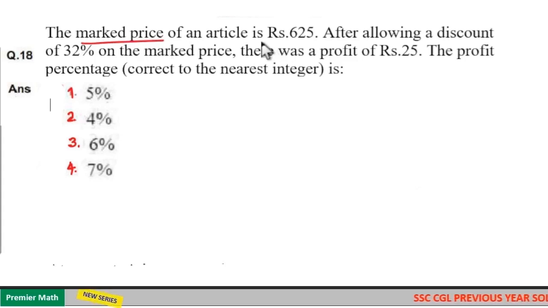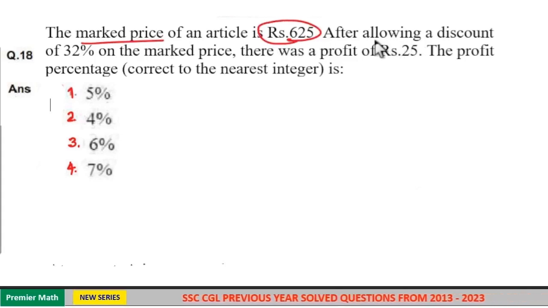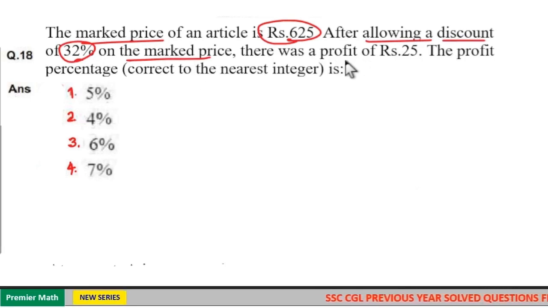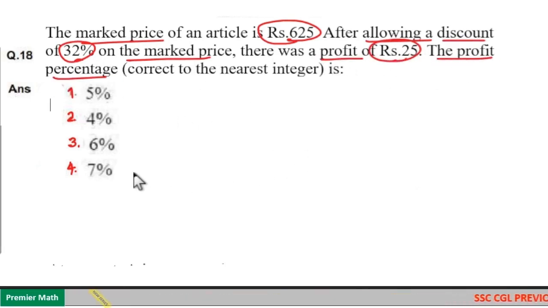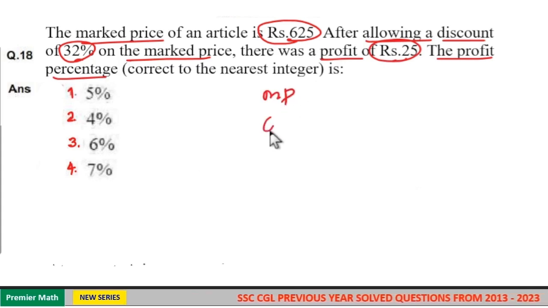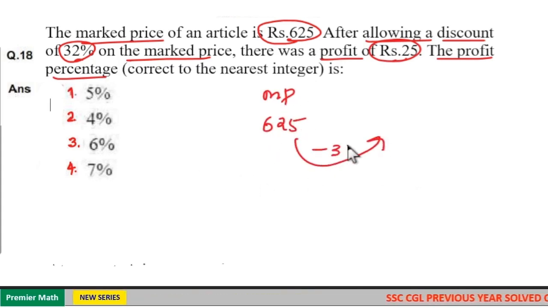The marked price of an article is rupees 625. After allowing a discount of 32% on the marked price, there was a profit of rupees 25. The profit percentage is? Here marked price is 625 rupees and a 32% discount on the marked price gives you sell price. That is 32% of 625.